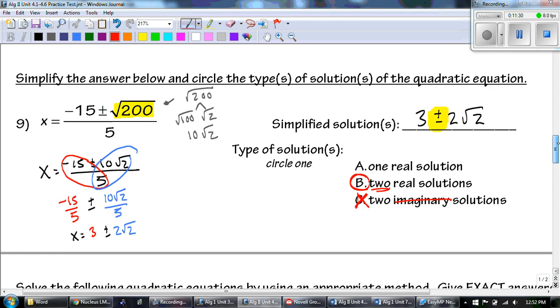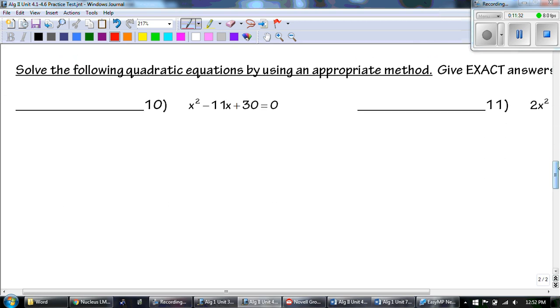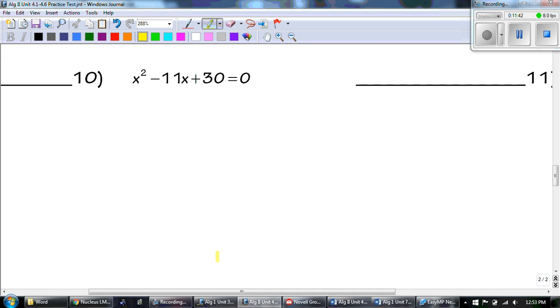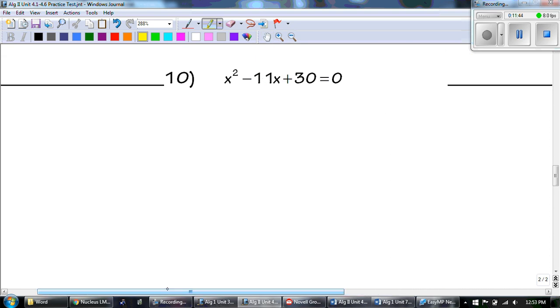All right, go ahead and flip it over. We're going to plow through this. Solve the following quadratic equation by using an appropriate method and give exact answers only. So, number 10. Is there a GCF? No. Is there... Siri, be quiet now. There's no GCF, so that means we need to multiply.